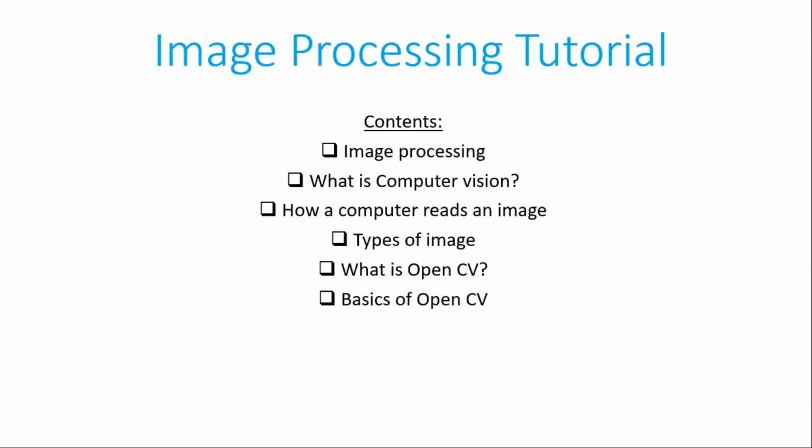Now in this particular tutorial we are going to look at what exactly image processing is, and then we are going to move on to the broader part of it, which is computer vision, and then we are going to look at how a computer exactly reads an image, and then we are going to talk about the types of image, and then we are going to look at OpenCV and some of its basic functionalities. So let's move on with what exactly image processing is.